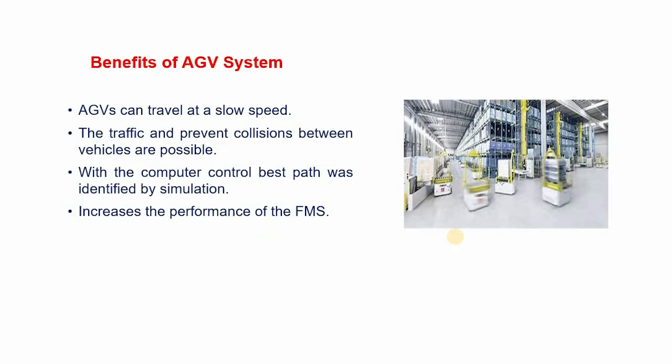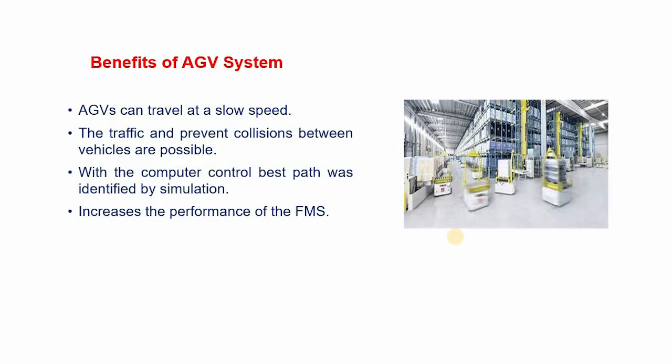An automated guided vehicle system can travel at a slow speed. We can vary the speed along the route path. It is also possible to control the traffic and prevent collisions between the vehicles, based on the sensors and computer control systems.